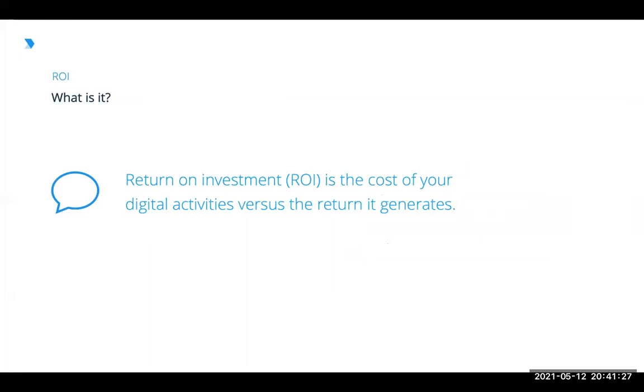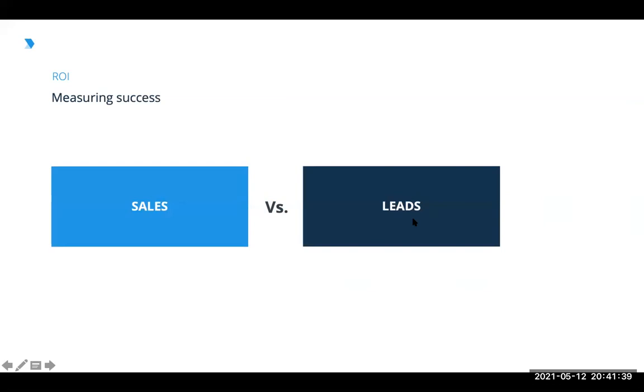The ROI, which means return on investment, is the cost of your digital activities versus the return it generates. So you want to divide how much you have spent versus the amount that you have generated in terms of income. Measuring success, sales versus leads. Sales is actually a dollar value. Leads is the number of persons that you have contacted.